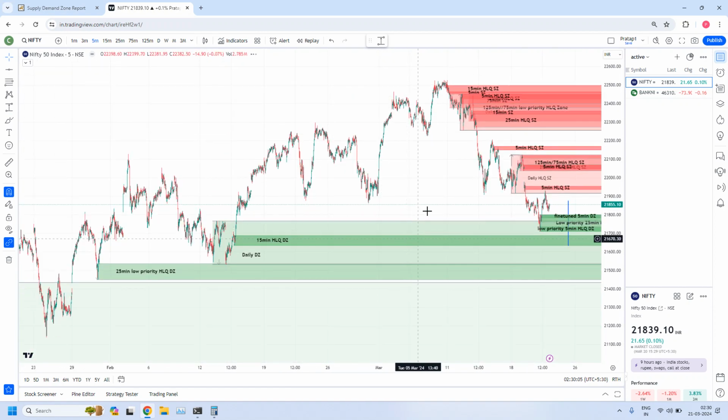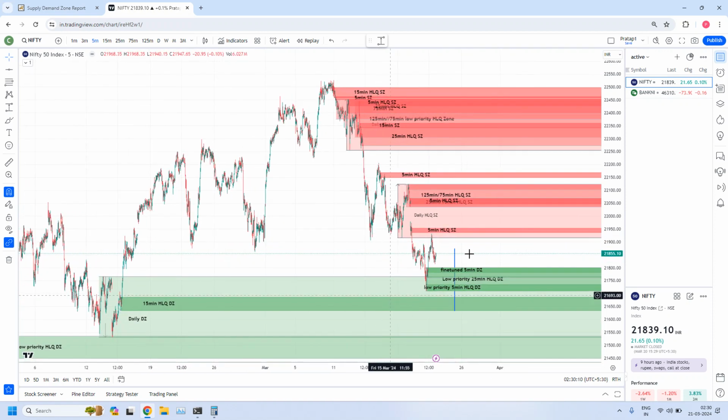Now there is a fight between this high liquidity demand zone and this high liquidity demand zone. One of these levels has to be violated.